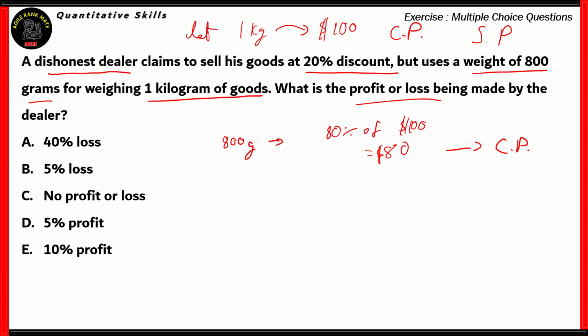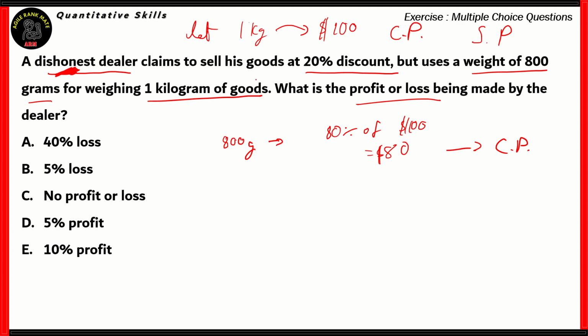So if this goes over your head, here's the idea. The dealer is said to be dishonest, which means that he's not doing something correctly. So in order to get maximum money out of it, instead of weighing 1 kilogram to people, he uses a weight of 800 grams and tells them that it's equal to 1 kilogram. So basically, he sells 800 grams of the goods instead of 1 kilogram. So his cost price has to be calculated for 800 grams because that's the amount of goods that he's going to buy, and then he's going to sell. So therefore, he buys 800 grams worth of goods at $80. So that's the first part.